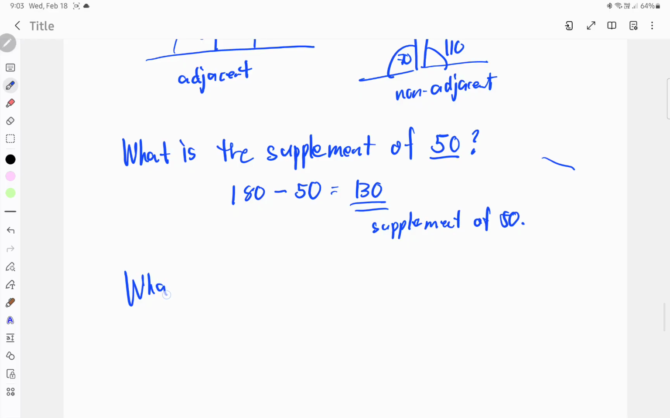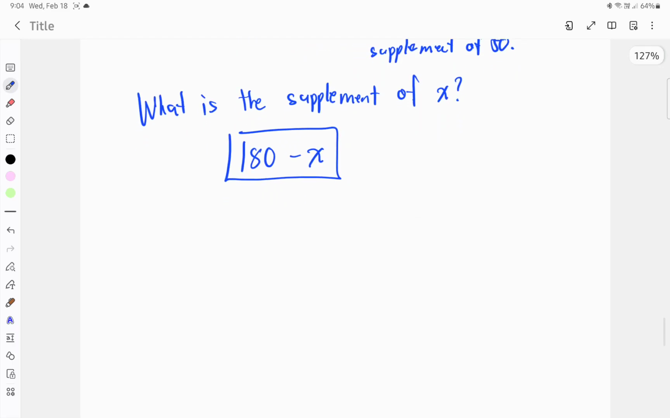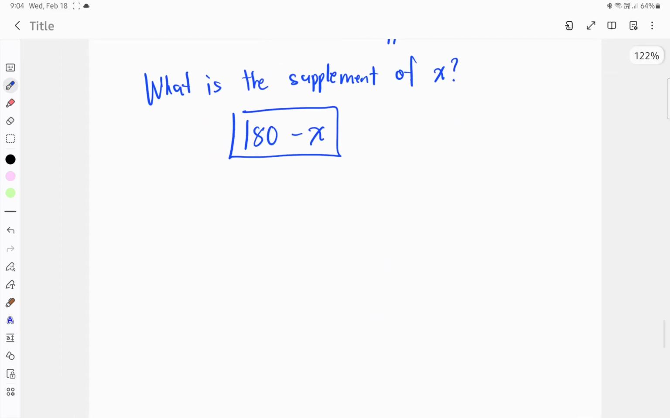Now, another question. What if there is a variable? What is the supplement of x? Therefore, you need to write 180 minus x. And this is now your conjecture or formula for getting the supplement of an angle. So that's how it works. Now, in this sense, we can lead to what we call vertical angles, right?